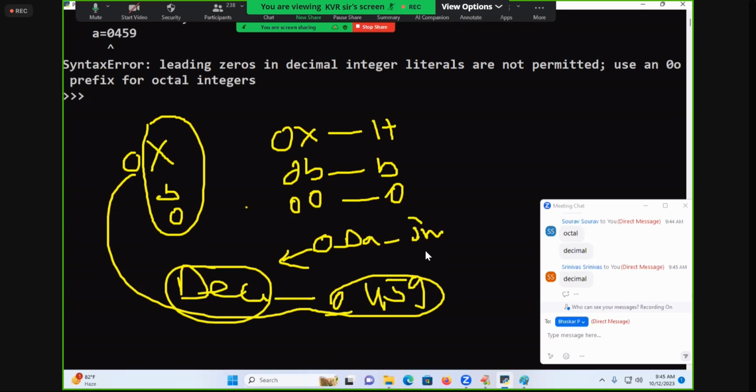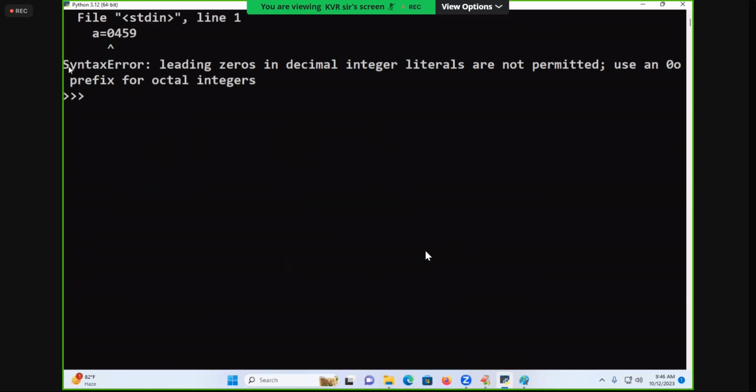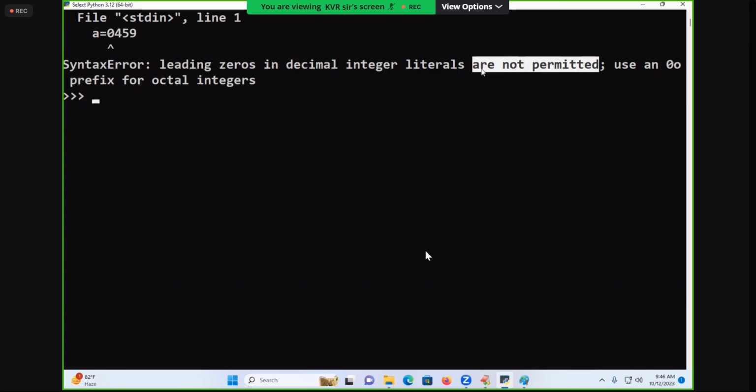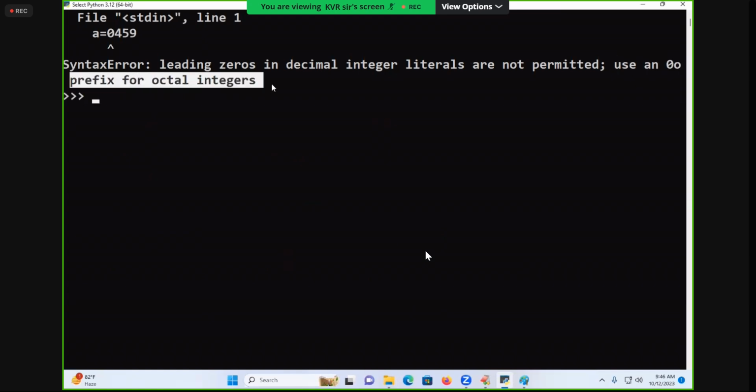No, it is called what? Wrong answer. Come on, read out the error. Syntax error. Leading zeros in decimal integer literals are not permitted. Use either 0o prefix for octal integers, or 0b for binary, 0x for hexa. Just 0 and data is not there. Got it? Yes. See that?